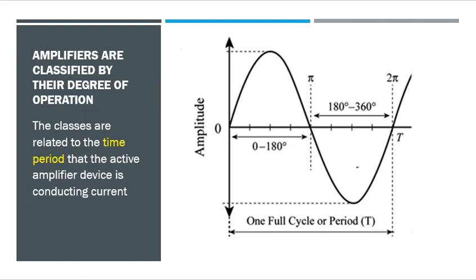If we look at our graph here, we can have an amplifier that will only conduct for 180 degrees, or conduct for 360 degrees, or conduct for less than 180 degrees or a little bit more than 180 degrees. We rate it in degrees from 0 to 360 degrees, which corresponds to 0 to pi to 2 pi, and that would be considered one full cycle.